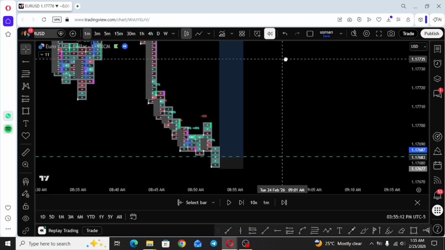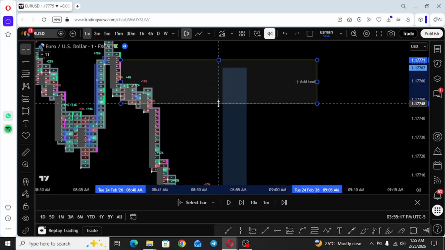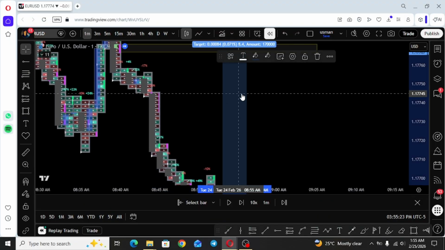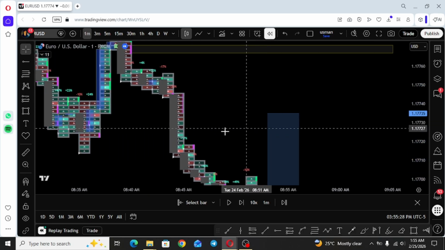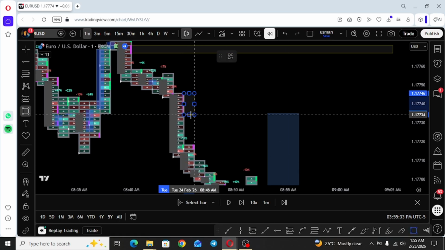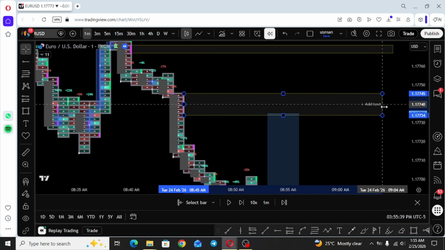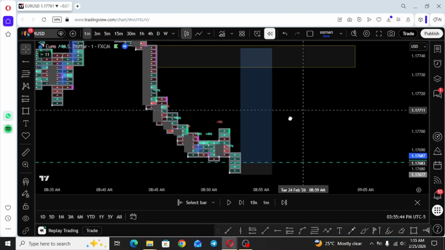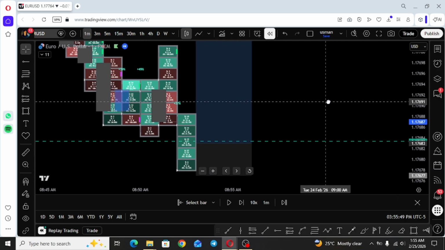You can close some partials there, or if you don't want to target that range, you can target 1 to 2 RR, 1 to 3 RR, 1 to 5 RR, or you can target these imbalances. So let's target these imbalances. It is around 1 to 10 RR, and let's play the chart and see how the market performs.